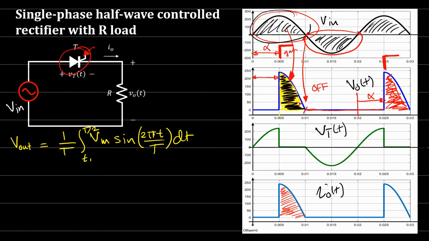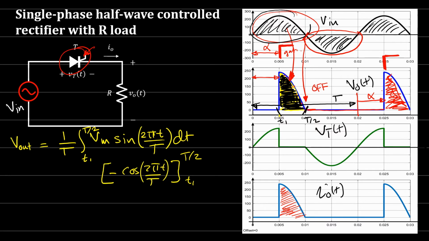With respect to the whole period, we have to divide by T, right? The integration is from T1 to T over 2. We need to find this area and divide by the whole period T. So the integration of sine is minus cosine 2 pi t over T, and this will be from T1 to T over 2.